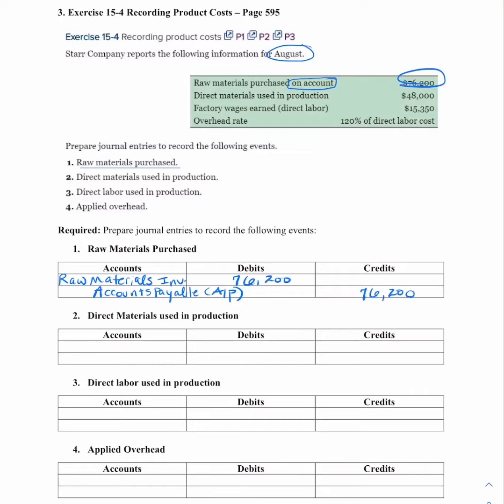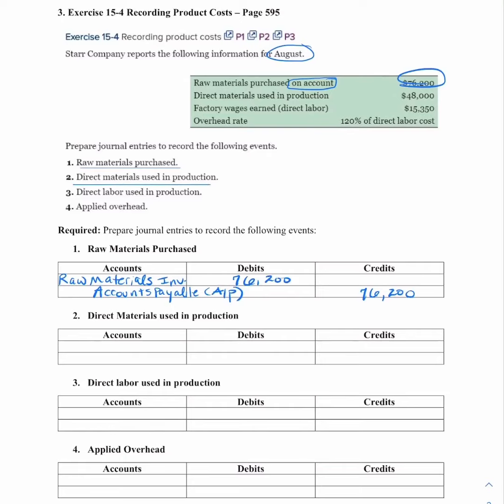Just as in financial accounting, debits and credits must also always equal here in managerial accounting. We got away from GAAP, so we do have a little bit less restrictions in some areas, but that is one area that we do not compromise in. Now, the next one says, well, what about these direct materials that were used in production?